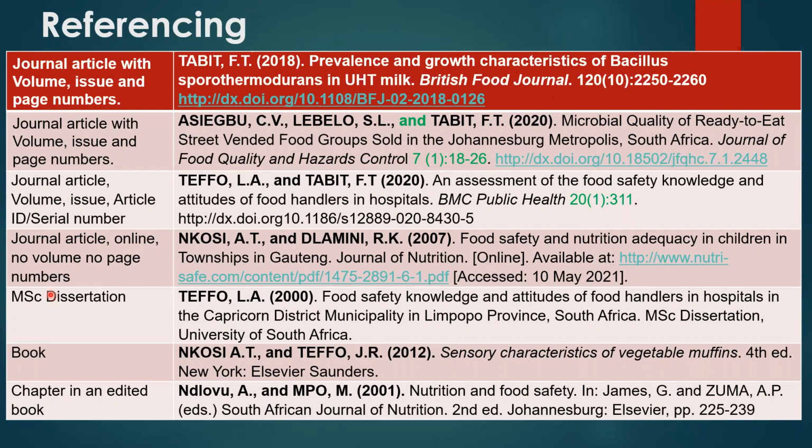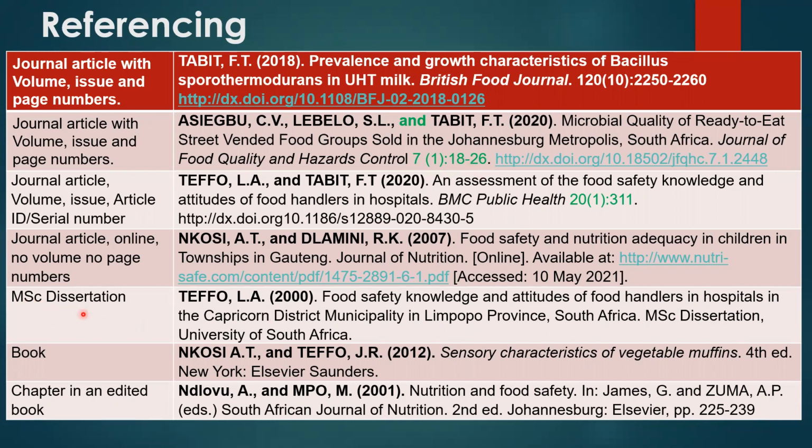So you take note of that. Then there are some articles that are online, which means they don't have a volume or a page number range. So what we are going to put is the access link, the HTTP link to the article. So this journal article is still online. The journal has not put it into volumes and issues, and has not attributed page numbers to it.